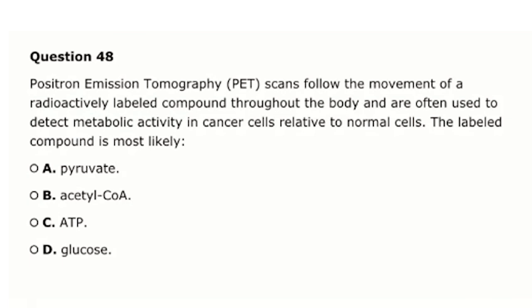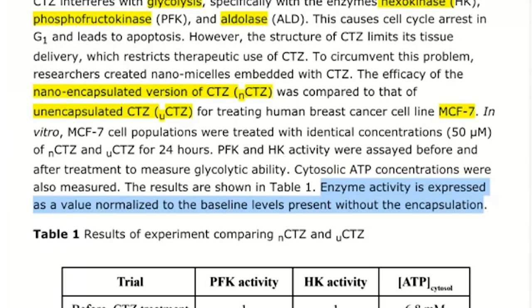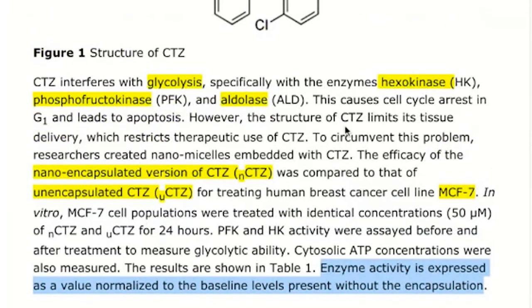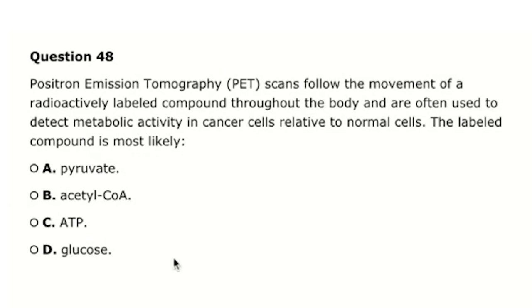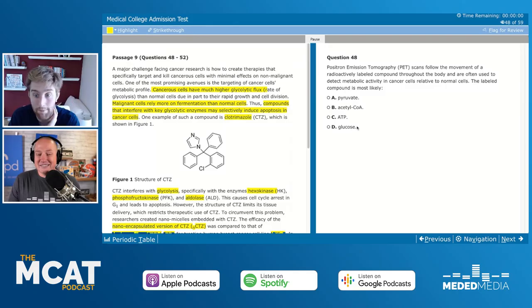And it tells us that it's detecting metabolic activity. And so we know from the passage, right? There's a little bit of passage information that cancer cells are more metabolically active, right? Higher glycolytic flux, a rate of glycolysis. And so it would tell me potentially that glucose would be the label because these cells are going to be taking up glucose and doing stuff with it, this glycolytic flux. I think that's how I would answer that. I would completely agree with you.